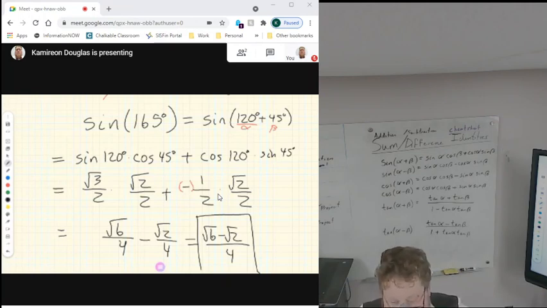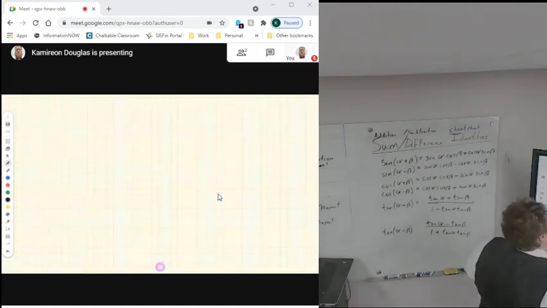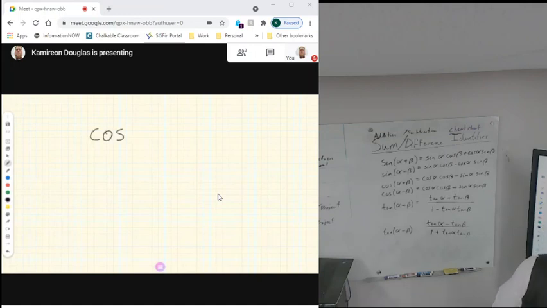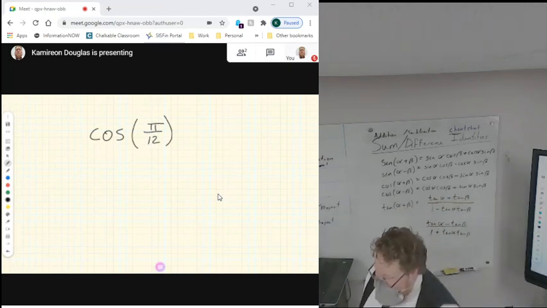We've been doing everything in degrees. Let's do it in radians. What is cosine of pi over 12? This is where we split the wheat from the chaff. Once again, I have to figure out two values that simplify to my value by addition or subtraction.